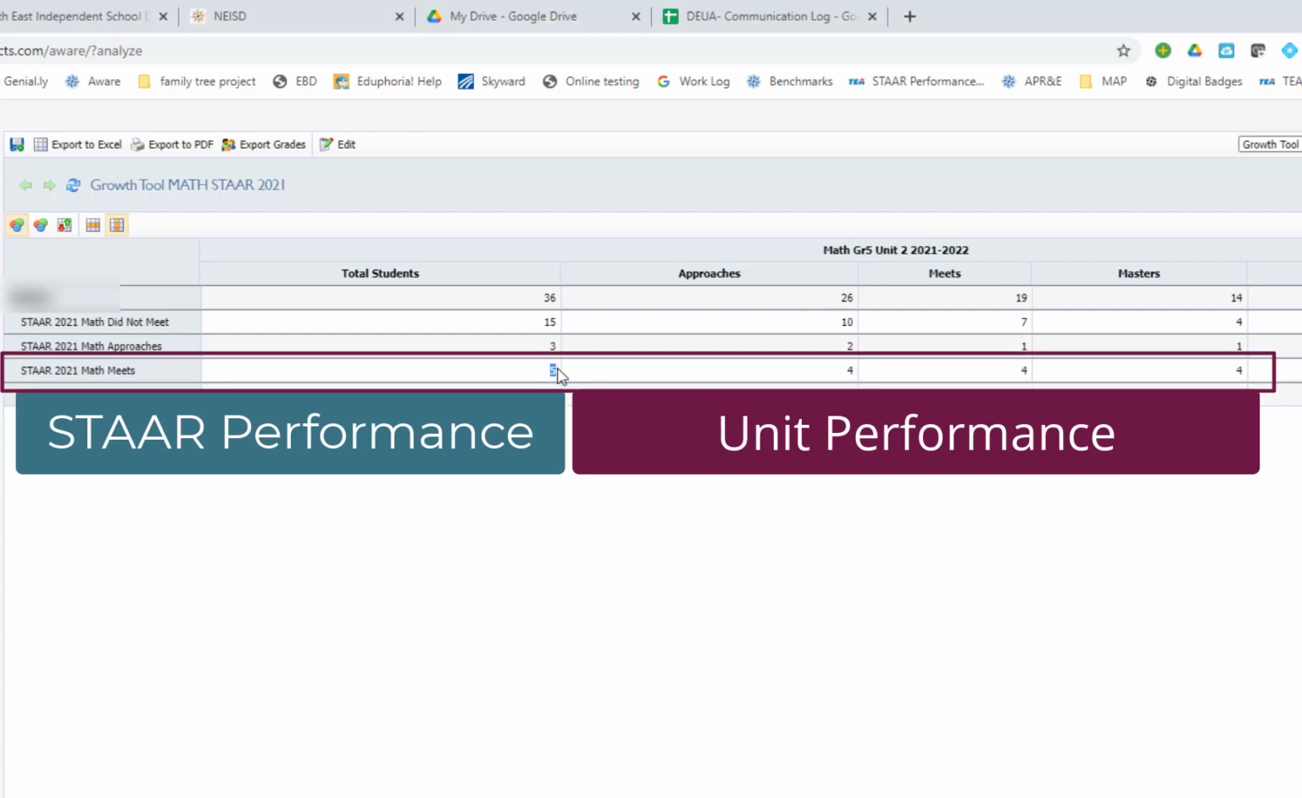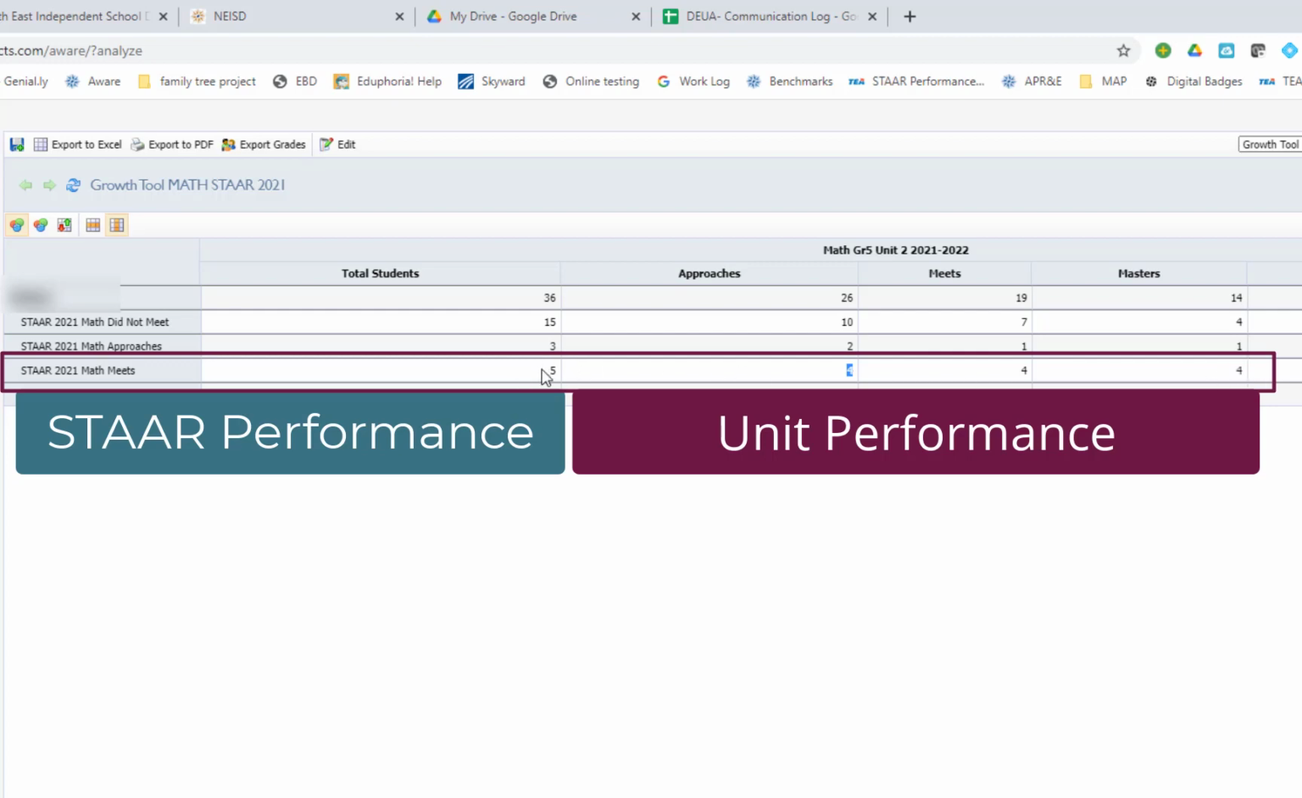Now, last year I had 5 at the meets level. And I want to come over and see that 4 of them actually got all the way up to Masters. That is a huge celebration. Those 4 students are doing better than they did on the STAAR test last year. Congratulations to them and to me as their teacher. Now, it's saying 4 here in meets, but remember that's meets or higher. And I know those 4 students are in the masters bucket, and 4 here in the approaches. Again, that means that it's still these same 4 that were up in the masters bucket.